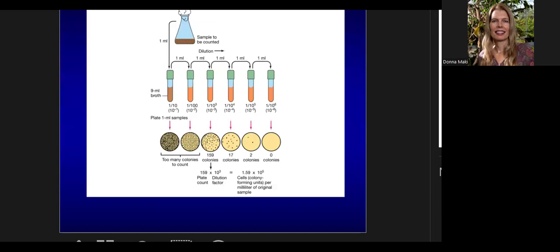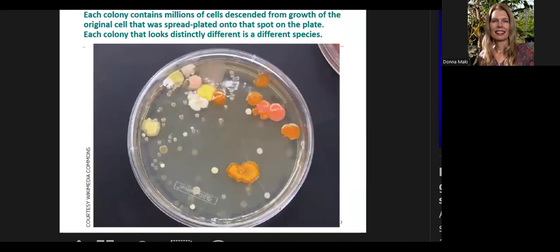And then here, I think this is in your lab too, this is showing you how to do the actual calculation, where if it's a 10 to the minus 3 dilution and you get 159 colonies, you just multiply by the positive value. So you multiply by 10 to the 3, and then that will give you your numbers per mil of your original sample. So it's per mil of your original sample.